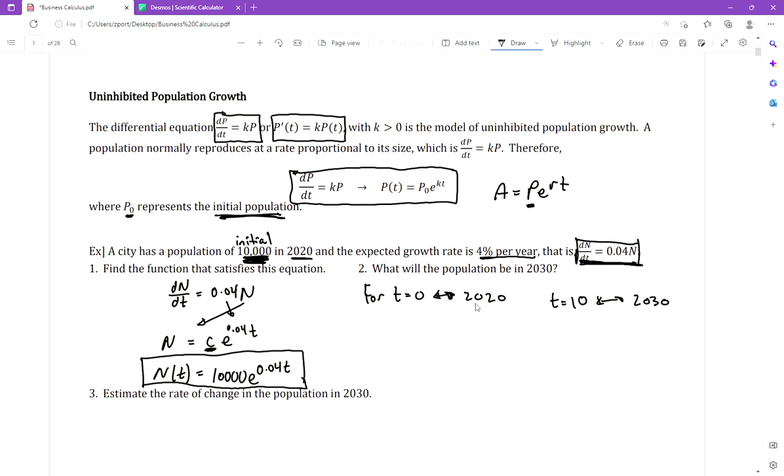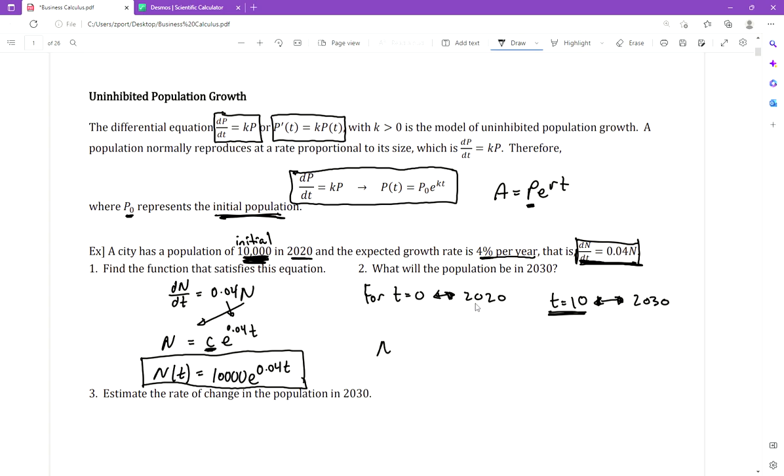Okay, so that's how they usually break it down. For a year in our calendar, like 2020, usually we don't use that number. We like to say some initial point matches with t equals 0, and then from there we continue counting. So 2030 is 10 more years than 2020. That's why we will use t equals 10. Okay, and so we'll just plug that in.